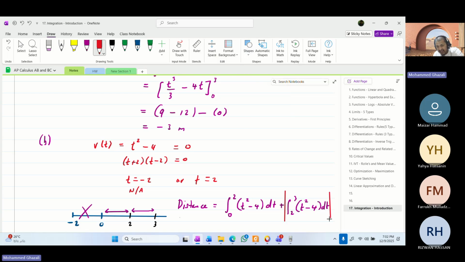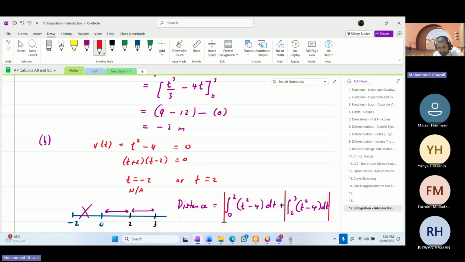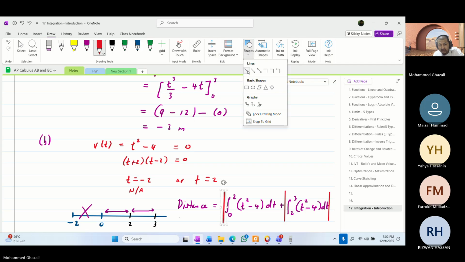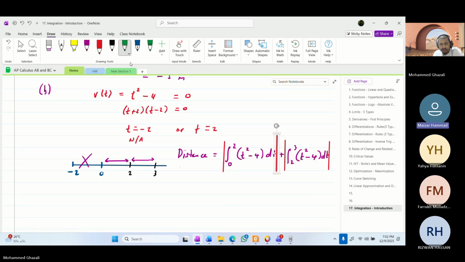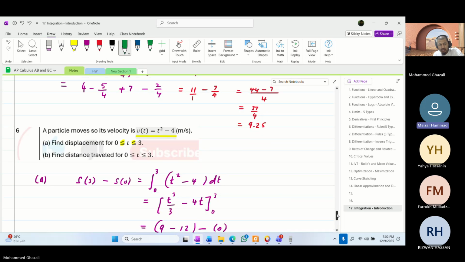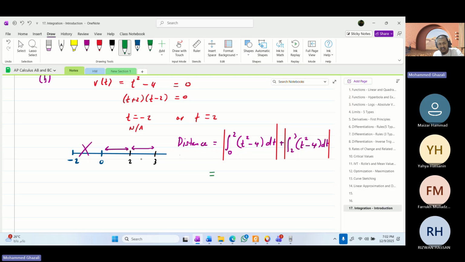Because you are calculating an actual distance. Distance is only moving forward, like the odometer in your car. What is the question again? The distance from 0 to 3. But we have a breaking point. The graph is changing direction at 2. It's not changing signs. Right, my bad.